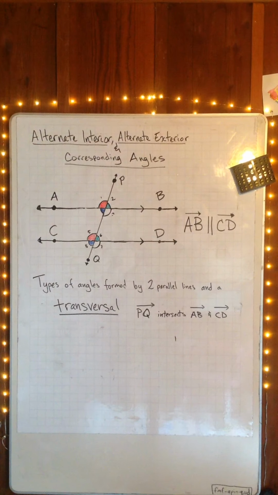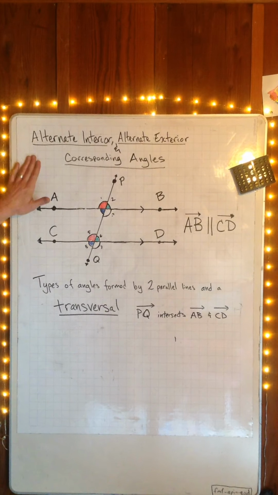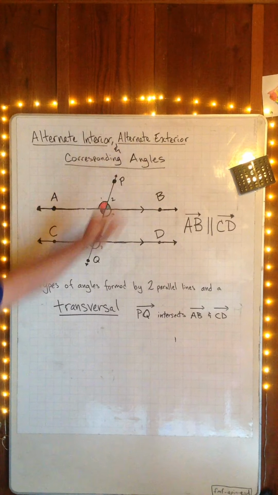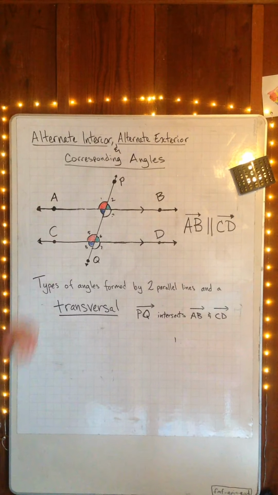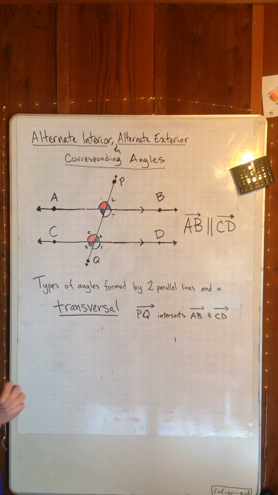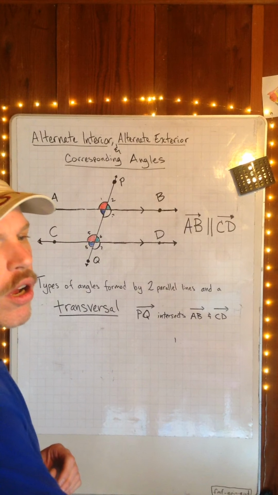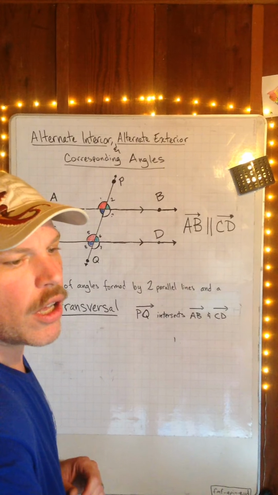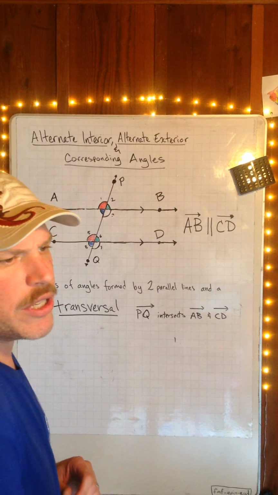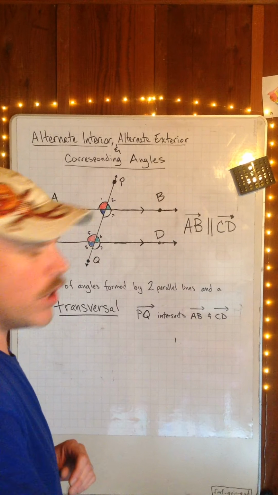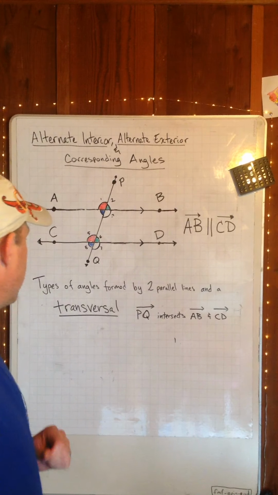Hi friends, today we're going to talk about alternate interior, alternate exterior, and corresponding angles. If you want to follow along in your book, we're on page 32 of book 2B. That's chapter 6. And let's jump right in.